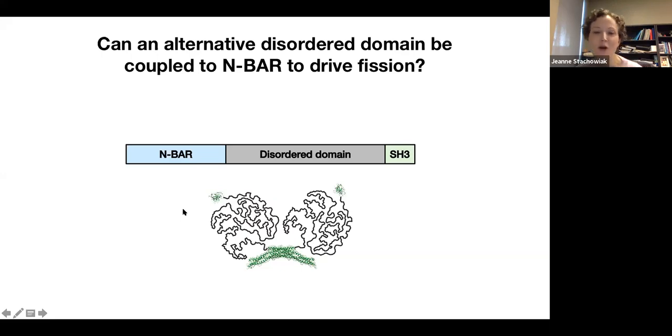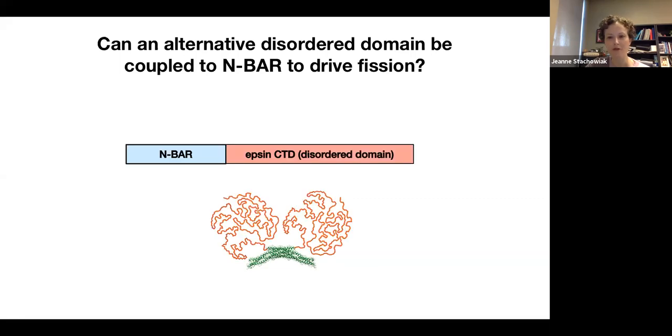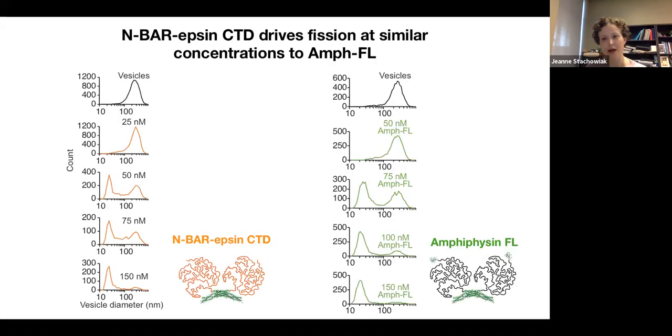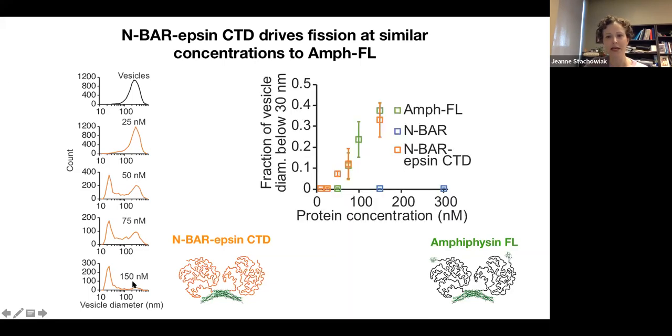So that hypothesis has a couple of obvious implications. One is that we're acting as if the disorder domain is just a certain size, a steric bulk with no particular specificity. If that's true, we ought to be able to chop off the existing disorder domain and replace it with another one of similar hydrodynamic radius and see the same thing. So we did that. We made a chimera where we replaced the disorder domain of amphiphysin with another disorder domain from another endocytic protein, epsin. We compared the wild type protein to the chimera, and here you see our shift in vesicle size distribution as a function of concentration. If you plot these data together, you'll see they match very well.